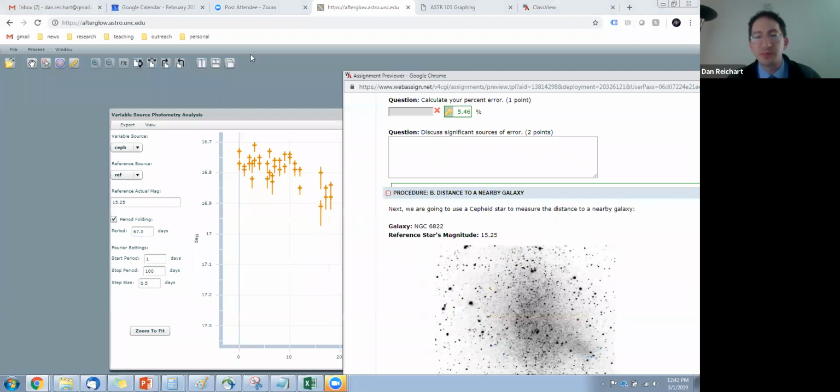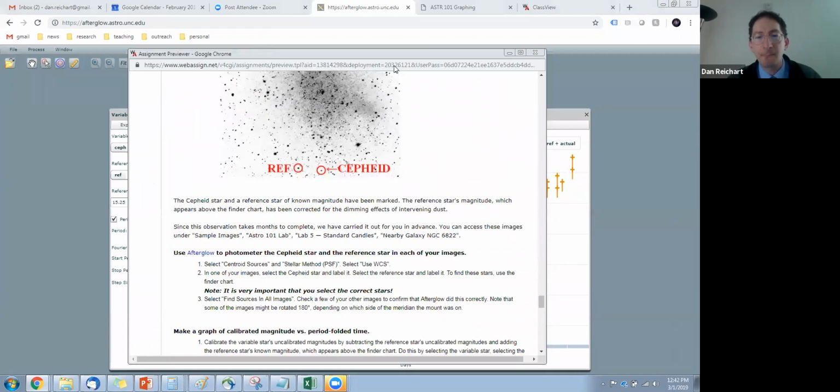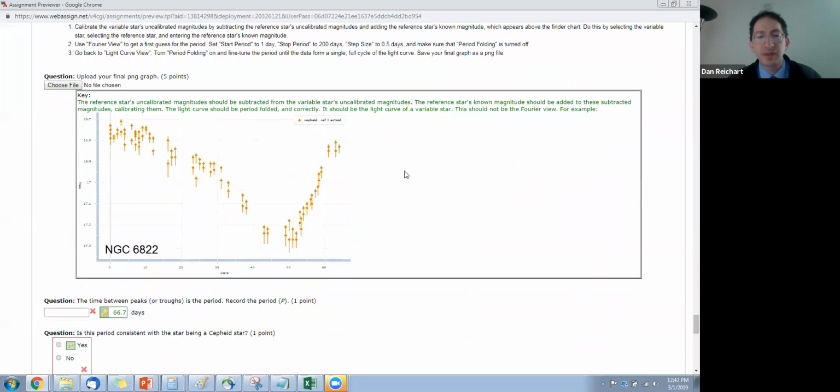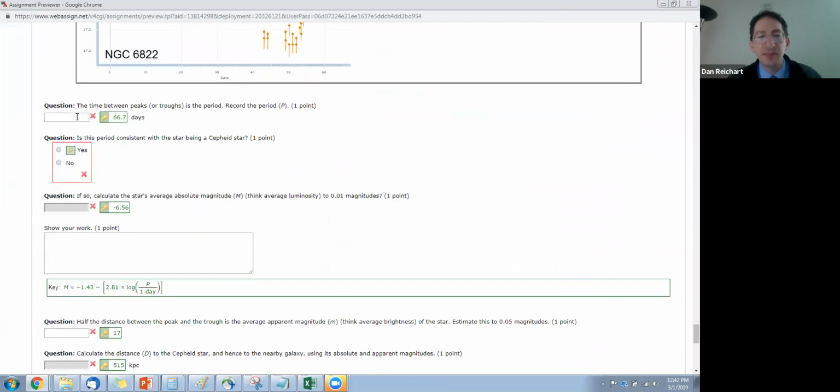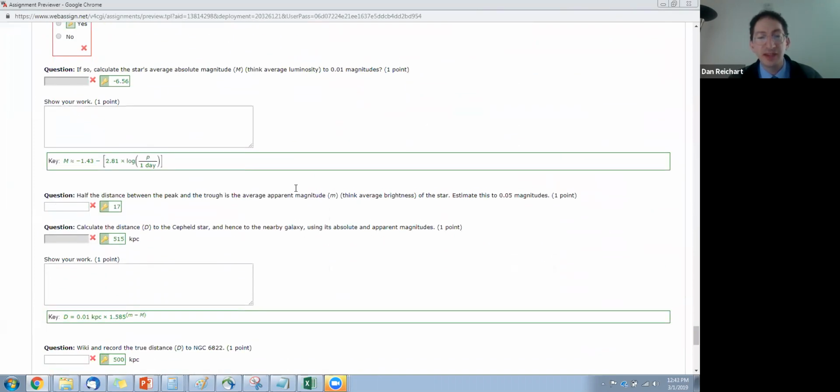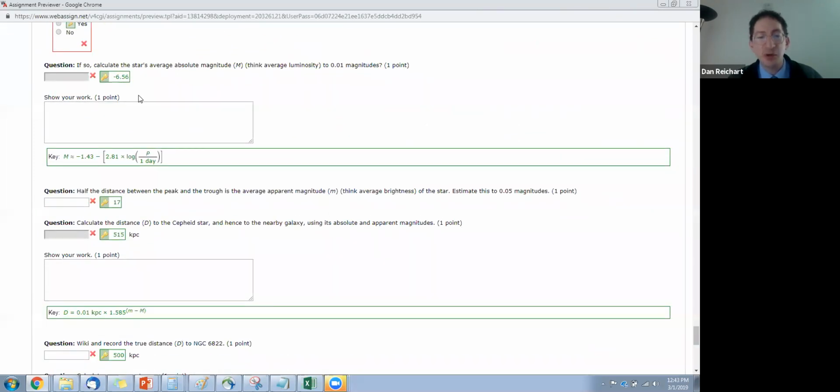Same process as before with just one extra step. They type in the period. Is it consistent with being a Cepheid? Yes. If so, calculate the absolute magnitude. And that for Cepheids depends on the period. Here's the equation from the background section. They get like -6 or so.